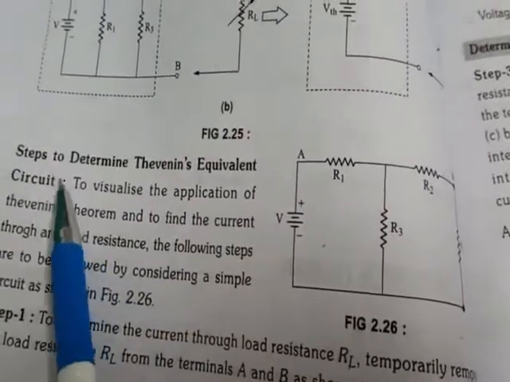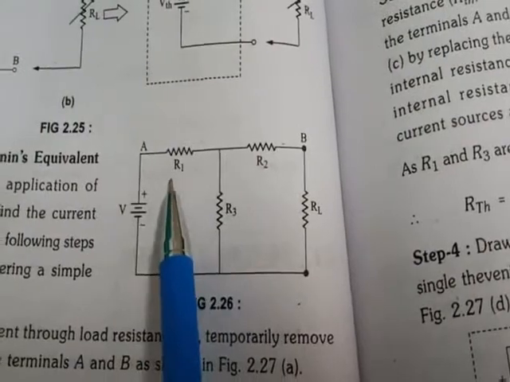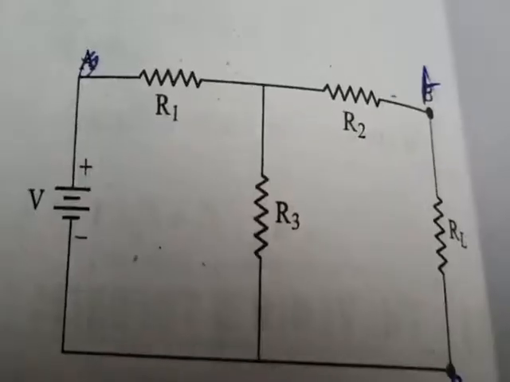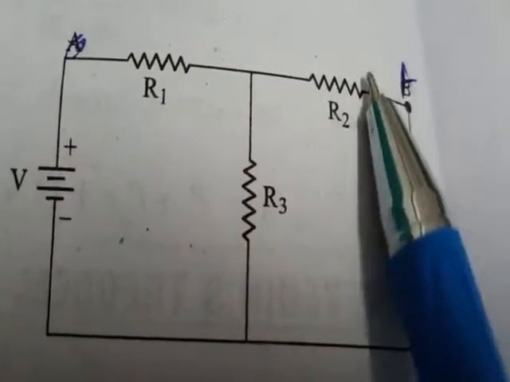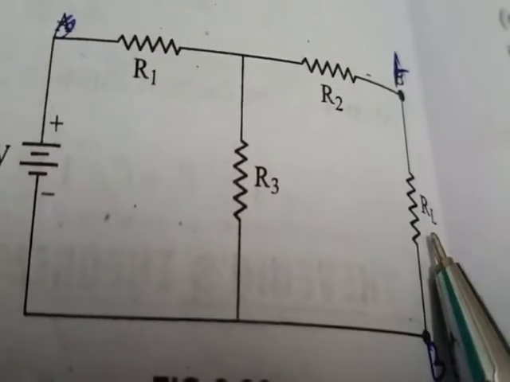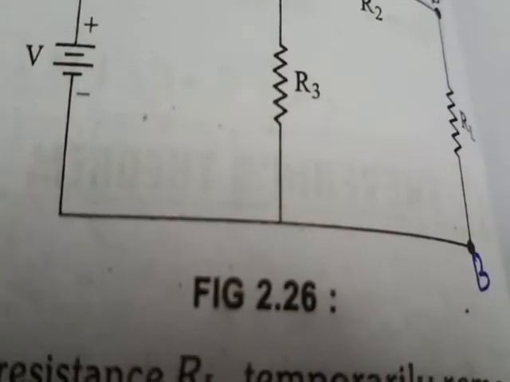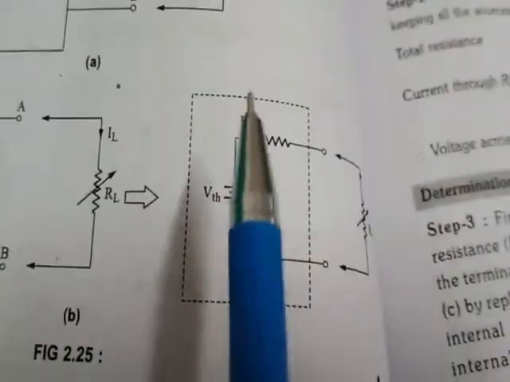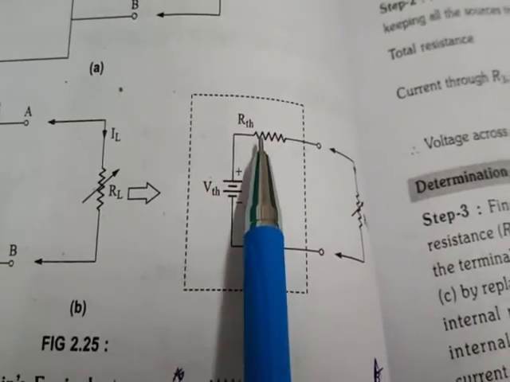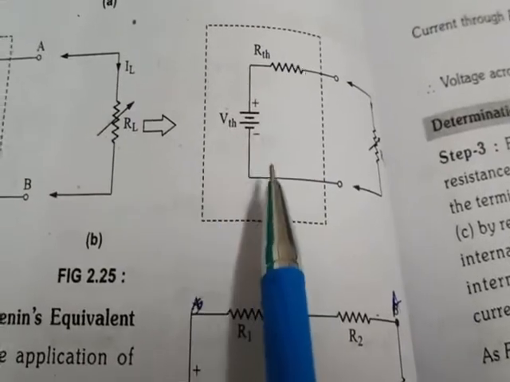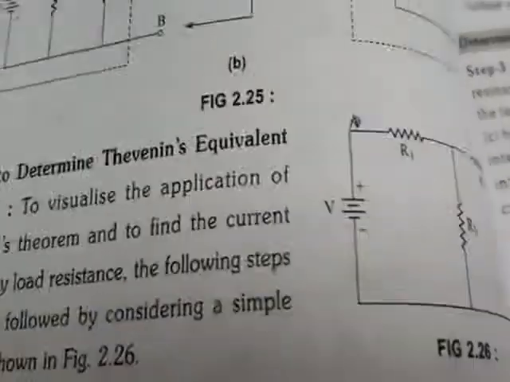In order to determine the Thevenin's equivalent circuit, let us take the following circuit having resistances R1, R2, R3 and voltage V, and these are the two terminals A and B where load resistance RL is connected. For this circuit we need to apply Thevenin's theorem and find its equivalent circuit having V Thevenin connected in series with resistance R Thevenin, which we need to get by applying Thevenin's theorem.